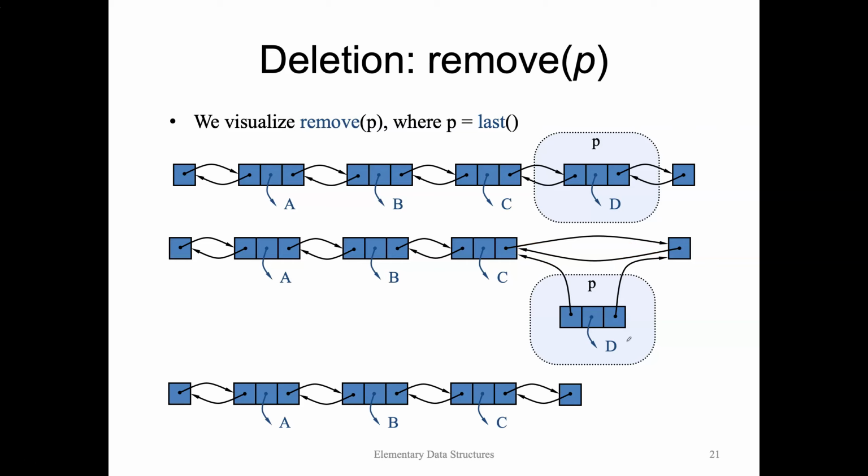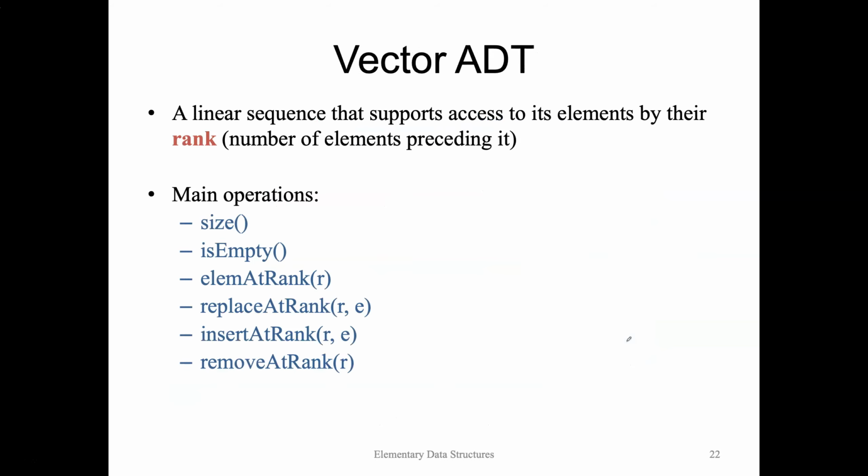Okay, so this is a list implemented by a doubly linked list where all operations are position based, and we can implement all operations in constant time. So let's move on now to a vector.